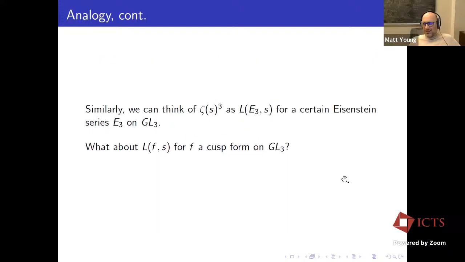Okay, so similarly, we can think of zeta cubed as the L function for a GL3 Eisenstein series. And so these questions about the 6th moment of zeta are the same as the 2nd moment of this degree 3 L function, which happens to be an Eisenstein series on GL3. And then we can do the same sort of exercise that we just talked about with Anton Good's result. So we can also consider what happens if you take a GL3 cusp form.